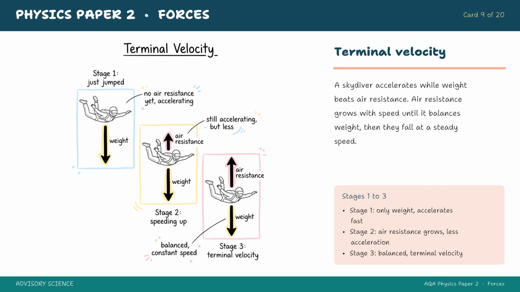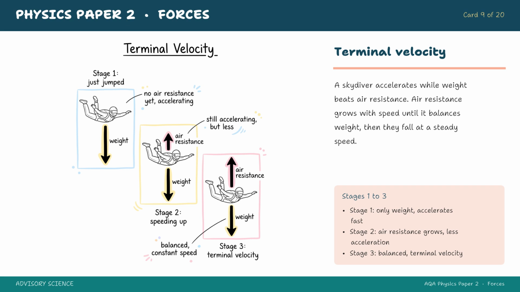Stage 2, speeding up. As the skydiver falls faster, they smash into air molecules. This causes the upward air resistance force to increase. The downward pull of gravity stays the same. The forces are still not balanced, but the upward force is now fighting the downward force. The resultant downward force gets smaller. The acceleration slows down.